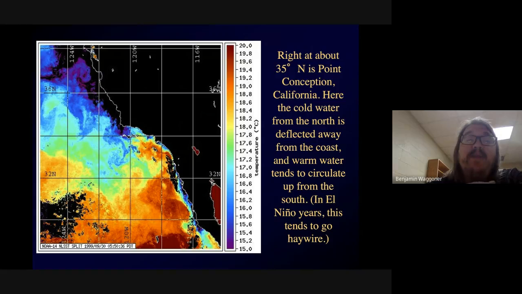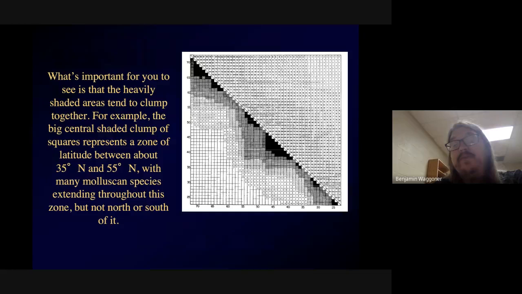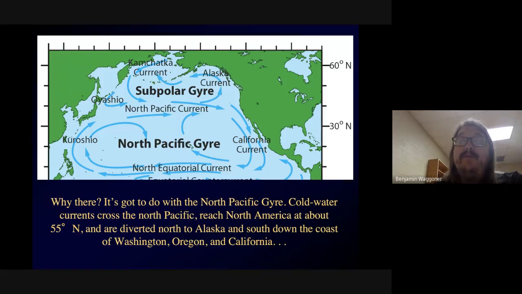And Point Conception is right at 35 degrees north, which happens to be one of those break points when we look at the biodiversity indices. Right? 35 north is the southern boundary of that clump of shaded blocks right in the middle. Between about 35 and 55 north, those blocks tend to be similar to each other more than they are to blocks outside of that range. And that's why 35 to 55 north corresponds with the area where the North Pacific current is hitting the coast and turning into the California current.